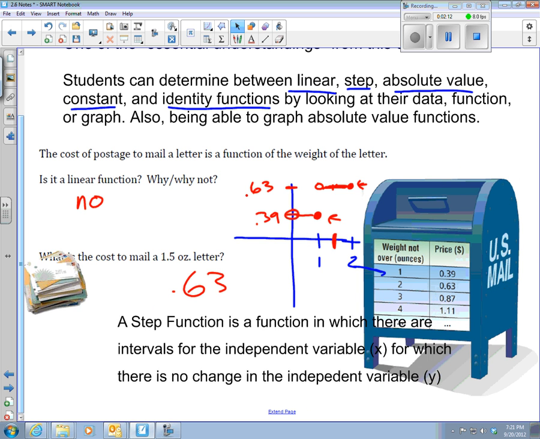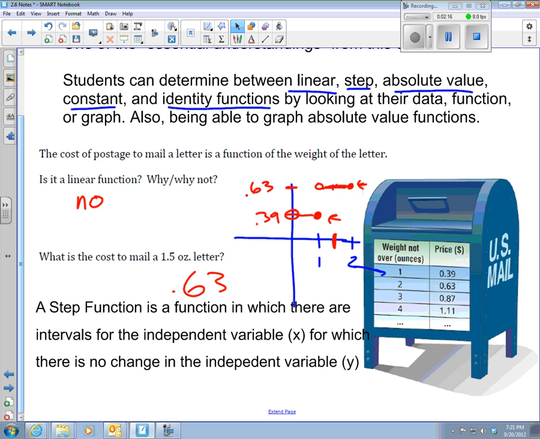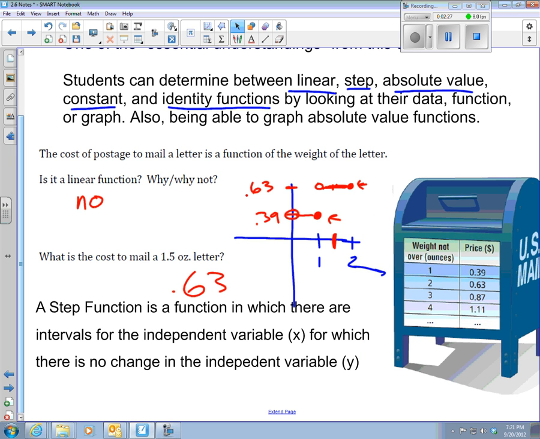So what we're talking about here is a step function. A step function is a function in which there are intervals for the independent variable x for which there is no change in the dependent variable y. So as x is changing along here between 0 and 1, y stays the same. So as x changes, y stays the same until it gets to a certain interval, and it jumps up to the next interval for y, which is a typical step function.